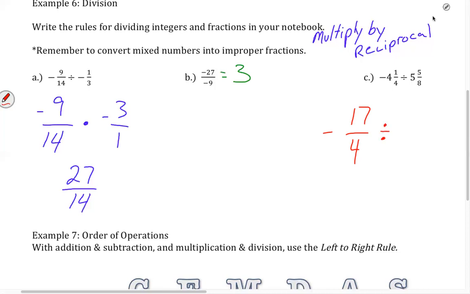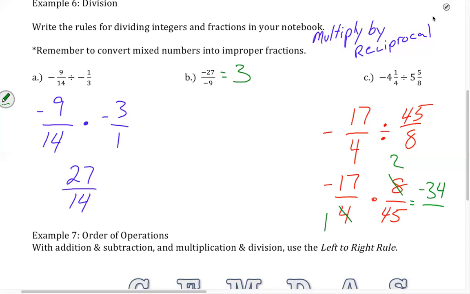Divided by, for right now, I'm not going to skip a step. 8 times 5 is 40, plus 5 is 45. So that's what I got. Thanks, Julia, for helping me through that problem. Now, I'm going to multiply by the reciprocal. And this is where I cross cancel because I don't like big numbers. 4 goes into 8 2 times. So now I have negative 17 times 2, that's negative 34. 1 times 45 is 45. There we go.